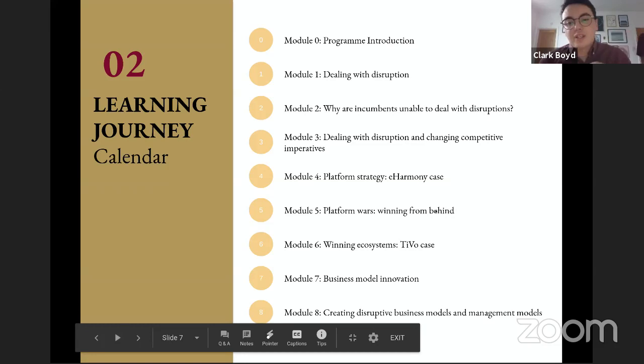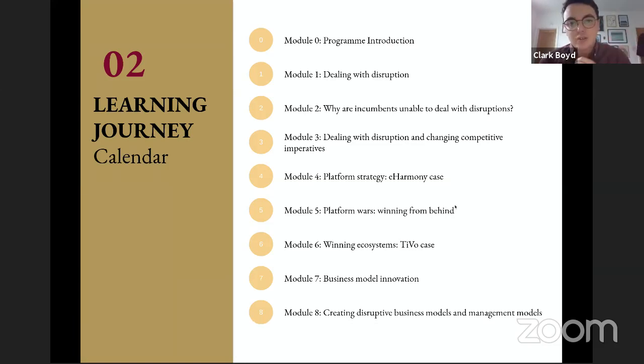So the next one, you can see we go into quite a few areas of platform strategy, quite a central lesson for this, one of the defining approaches of the last decade, and probably the coming one too. Companies like TiVo, how they've dealt with ecosystems and winning those, and then ending with business model innovation. You'll be designing your own business model, and we'll be grading that as well. But that's for another day. For the moment, we're dealing with disruption, looking at competitive threats, and all those areas.